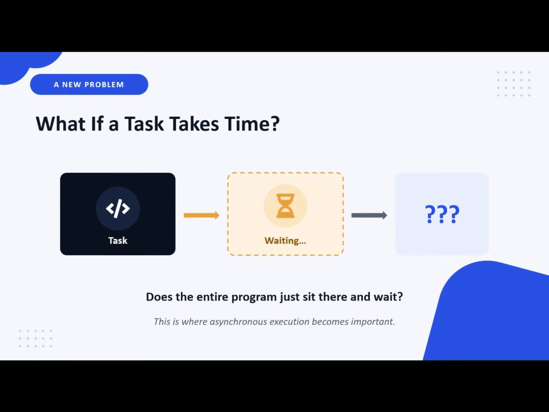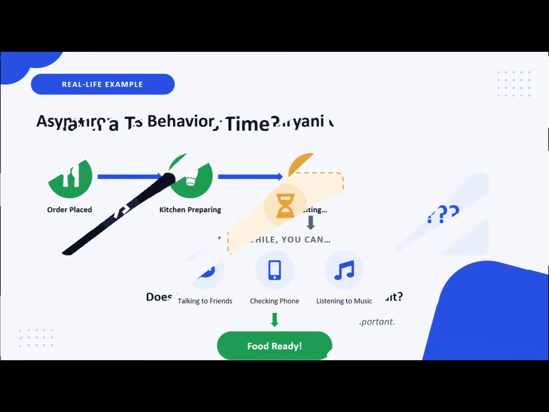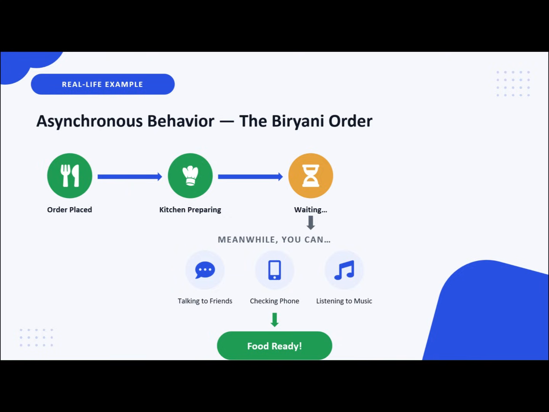This is where asynchronous execution becomes important. Now assume a real life situation. You happen to be in a restaurant and you ordered 10 biryanis as takeouts or parcel. And the food might take some time to get ready, right? While the food is getting ready, you won't just wait idle, right? You can talk to a friend, check your phone, or do something else. Once the food is ready, you can deal with it. That's the basic idea behind asynchronous behavior. Instead of simply waiting, other work can continue.